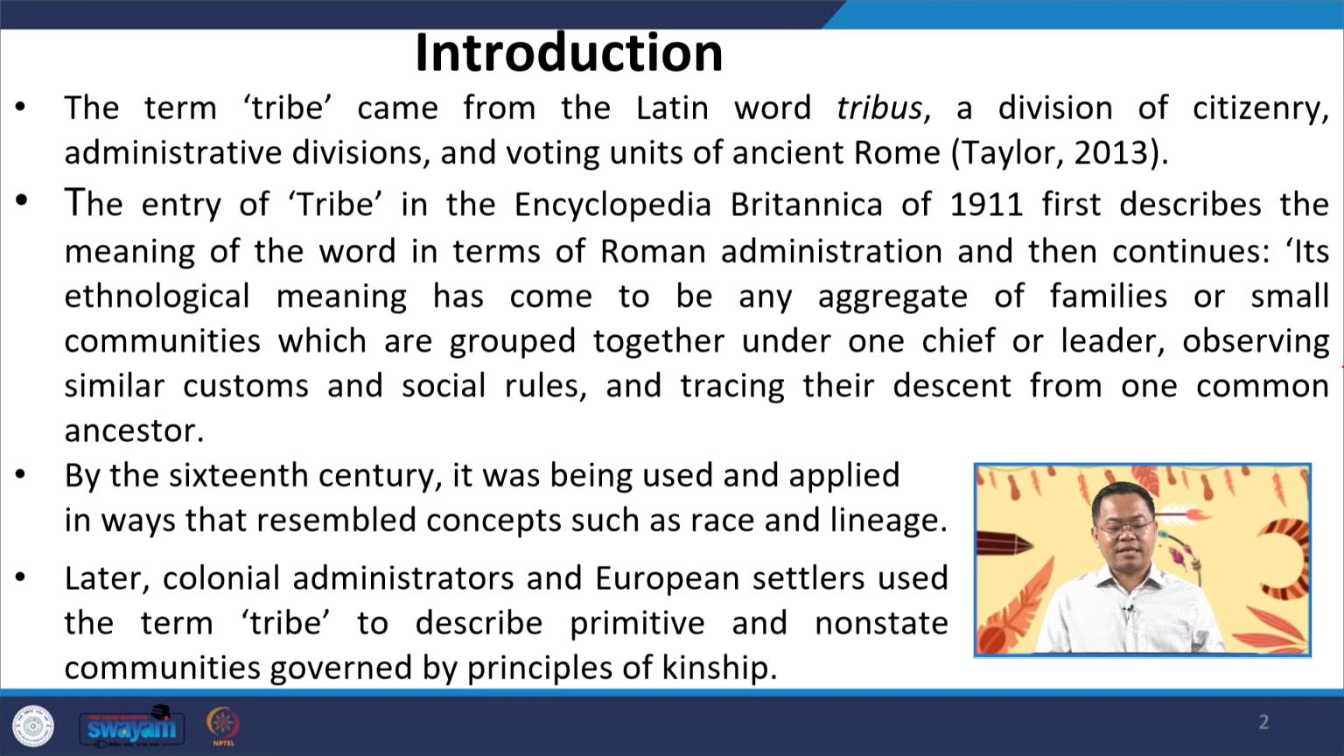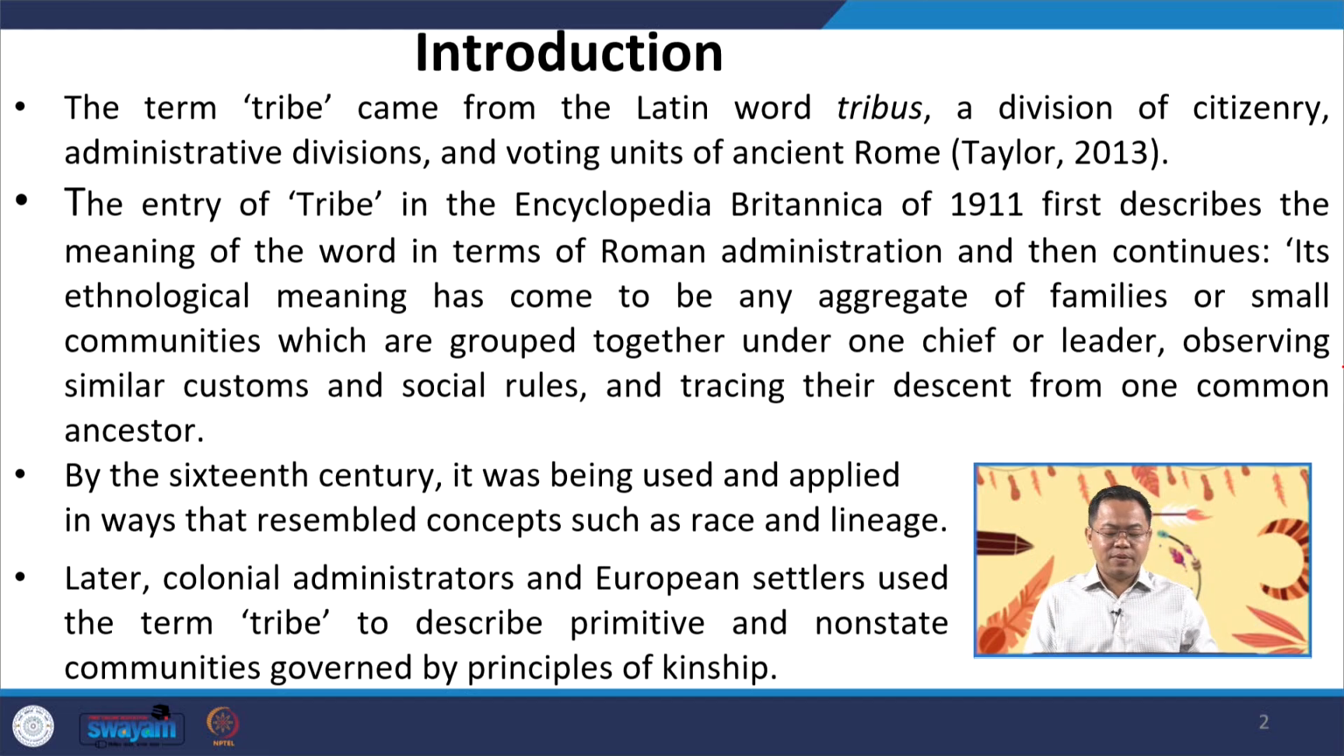Now, I read this out because this in some sense has drawn significantly from the way in which it was used in ancient Rome, and the entry of the term tribe in the Encyclopedia Britannica has also significantly popularized the term tribe in our everyday vocabulary. But it was not until the 16th century that the term tribe gained prominence, and this also coincided with the rise of colonial powers, or the Euro-American colonial expansion in different parts of the world.